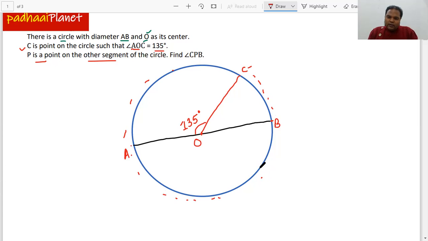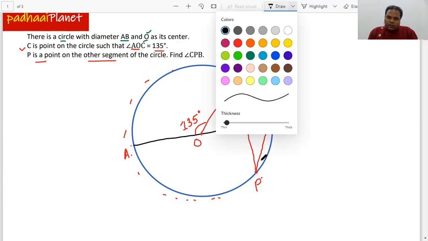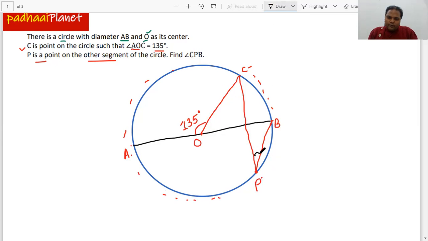Now, on this other segment, they are saying there is another point, which is say P, right? And if we connect C with P, and also connect B and P both, what they're asking us to find out is this angle. This is the angle which we need to find out, angle CPB, right?